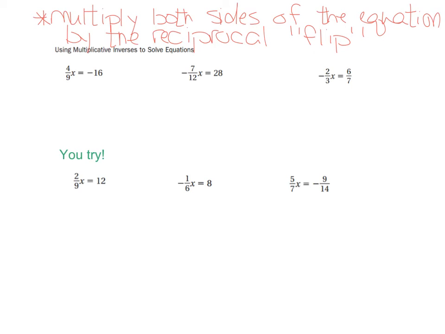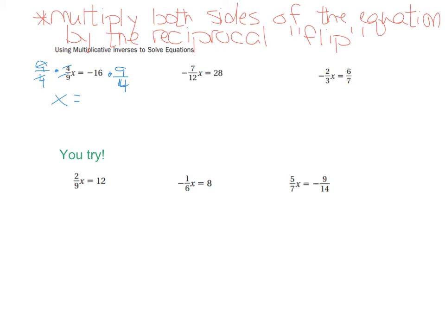So look at the first one, 4/9 x. We're trying to get rid of the 4/9, so we're going to flip it and we're going to multiply both sides by 9/4. And this is how you're going to show it. Show it out to the side. Now, the 4's cancel, the 9's cancel, that becomes 1x, or x.